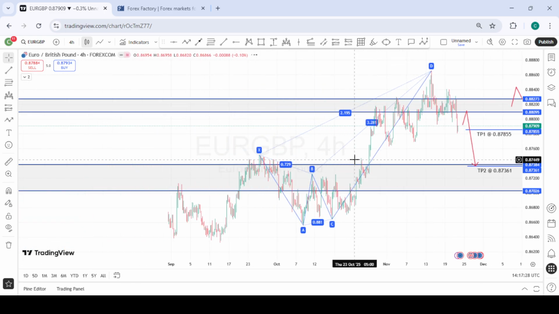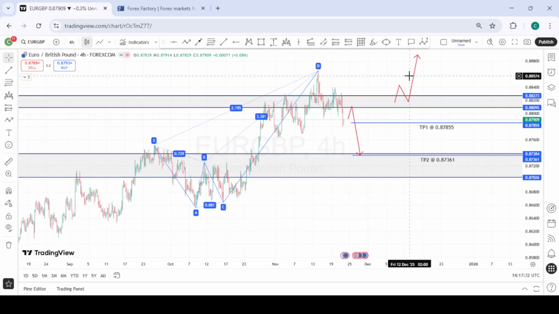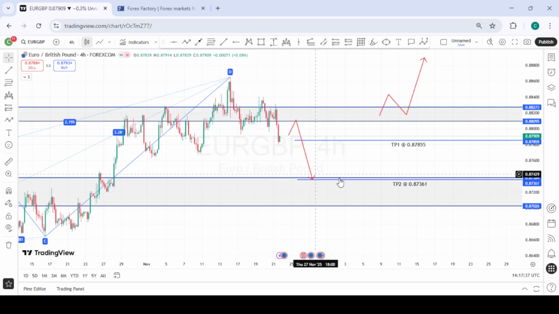So we are bearish on EURGBP. Should price break above this zone with daily candle closures and continue to the upside, then that is when this move will be invalidated.